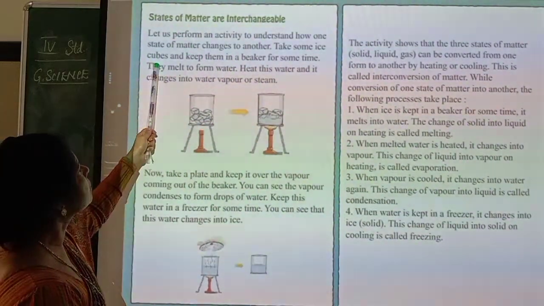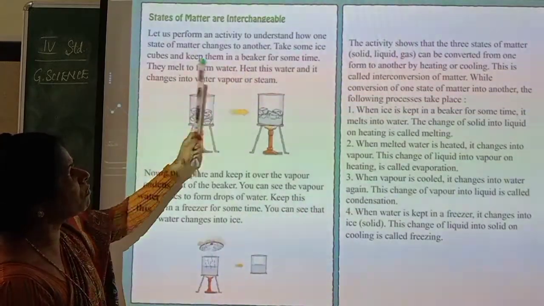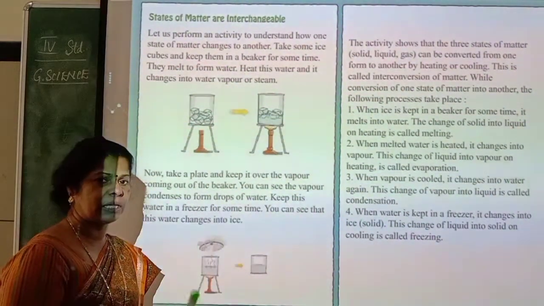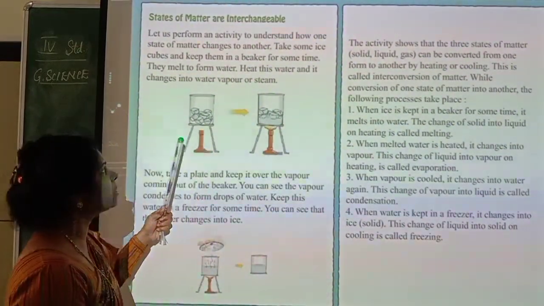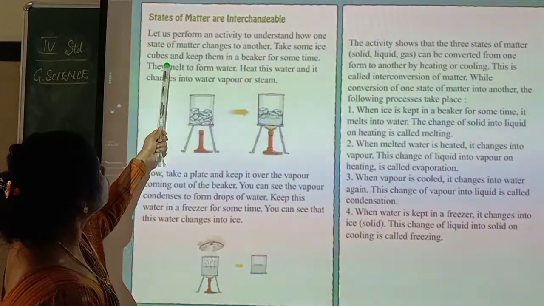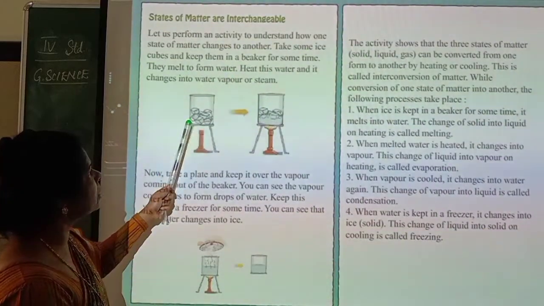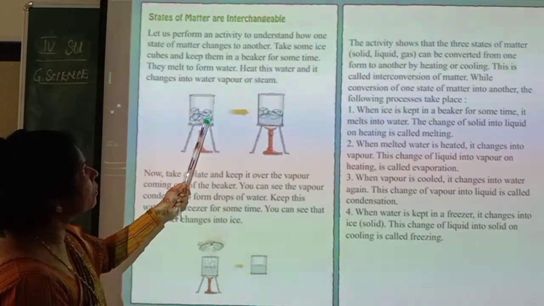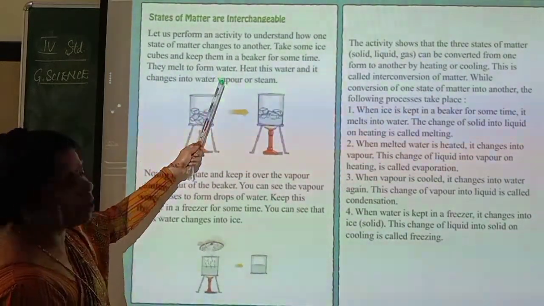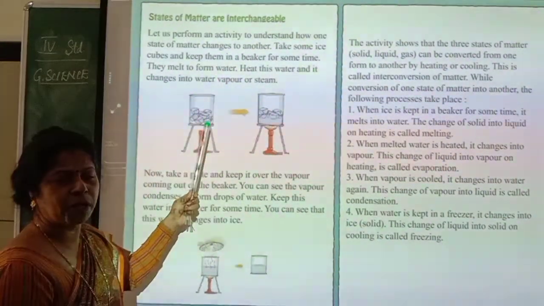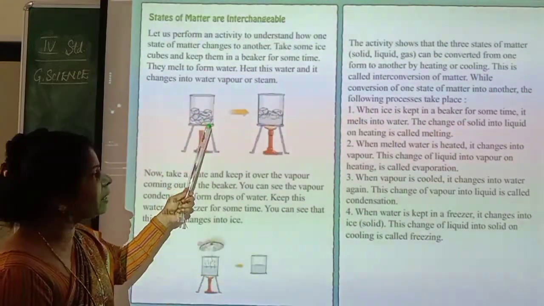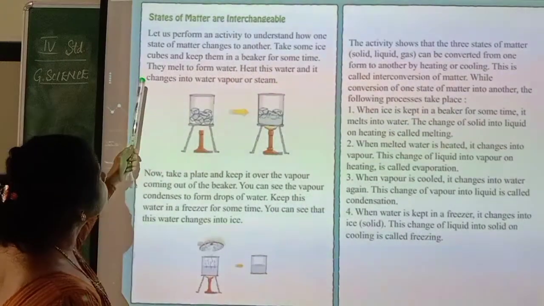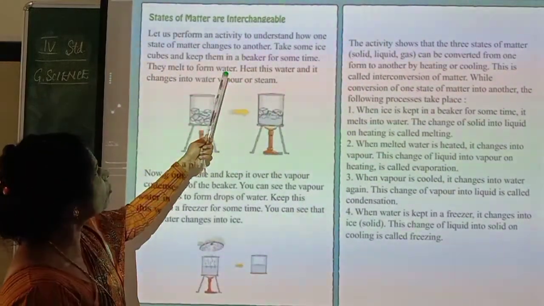Take some ice cubes and keep them in a beaker for some time. So what happens here? You are going to change one state of matter into another. For that there is an example here. A beaker is here. You can see the ice cubes here. They melt to form water. So when you keep like that for some time, what happens? This ice will start melting and it becomes into water. See here? It is turning into water.